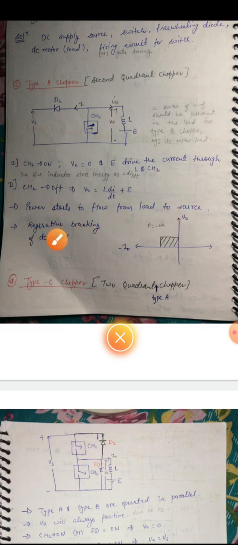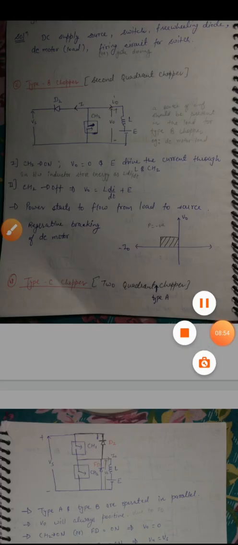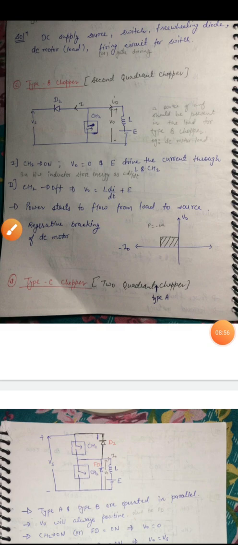This is basically regenerative braking of a DC motor. The application of type B chopper is in regenerative braking of DC motor. So we stop here. Next we will be dealing with type C chopper.